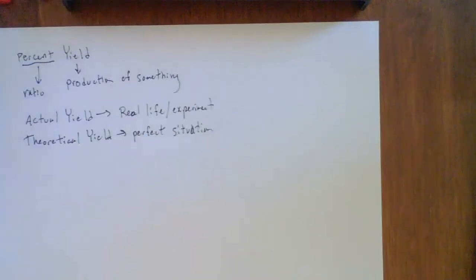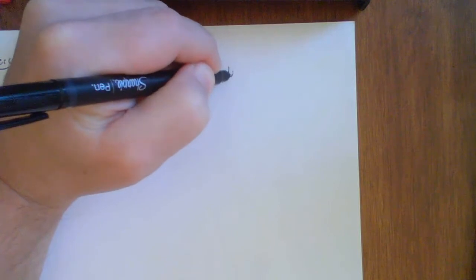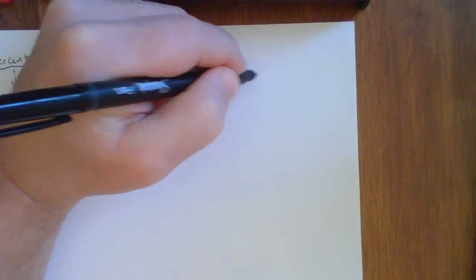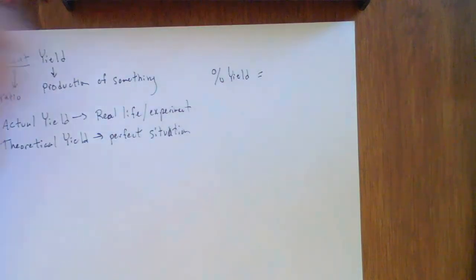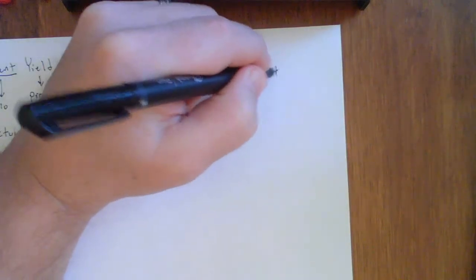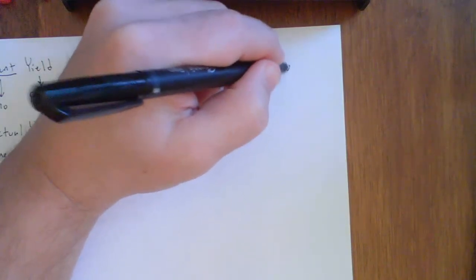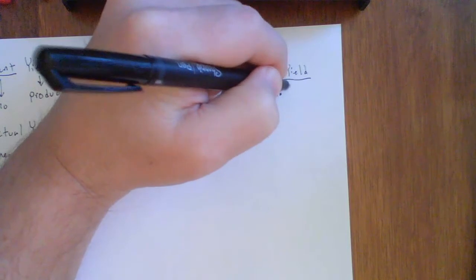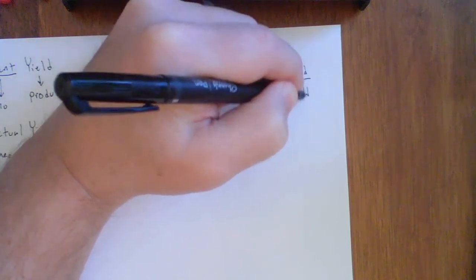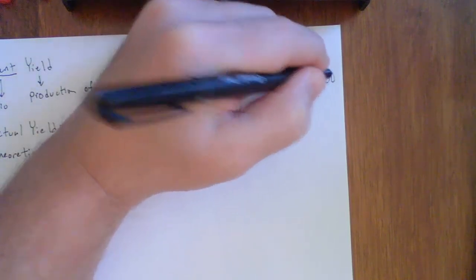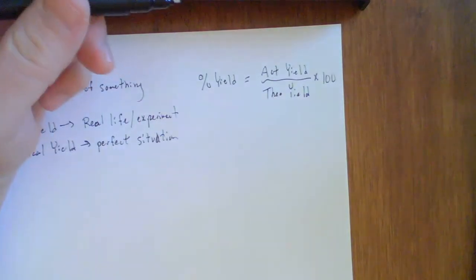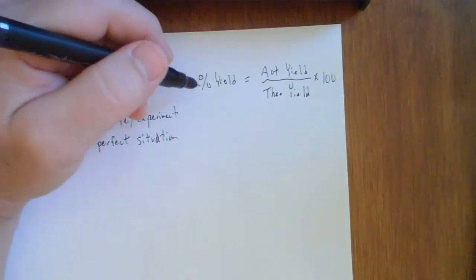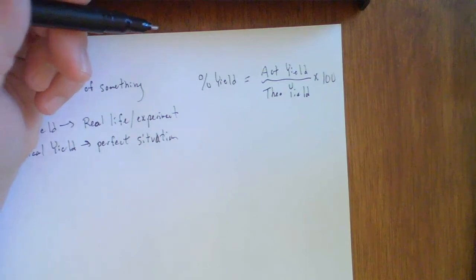Now, when we talk about it in terms of a percentage, so our percent yield is really the ratio of what happens actually to what happens theoretically, and then we just times it by 100 to make it into a percent. So this is just a formula representation of what happens.